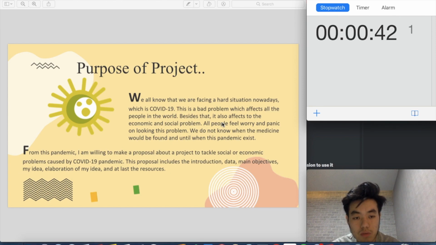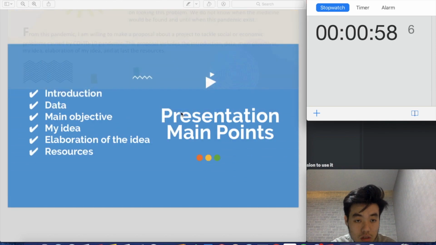From this pandemic, I am willing to make a proposal about a project to tackle social and economic problems caused by the COVID-19 pandemic. This proposal includes the introduction, data, main objectives, my idea, elaboration of my idea, and at last the resources. So these are the presentation main points. The first one is the introduction, the second one is the data, the third one is the main objective, the fourth is my idea, the fifth one is the elaboration of my idea, and the sixth one is the resources.